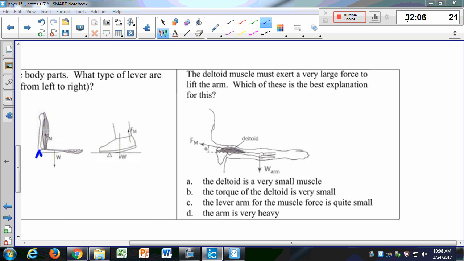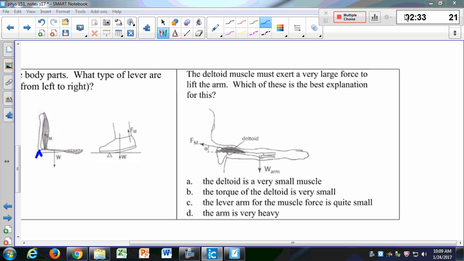But it's the same with the deltoid: the angle here is very small, which causes the torque to also be very small. To get maximum torque, the force should be perpendicular. But when it's at a very shallow angle like this, that causes our torque to be very small. So if you haven't put it yet, go ahead and put B. The answer is B. Everybody put in B.